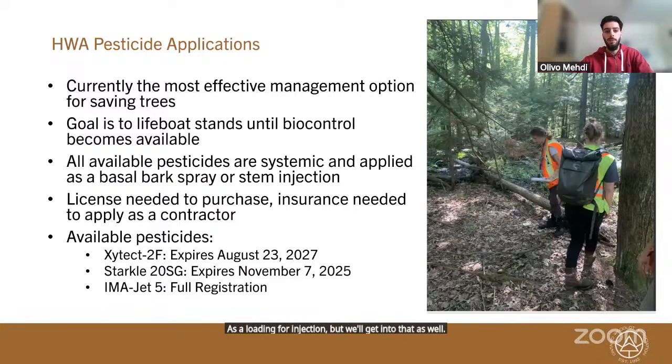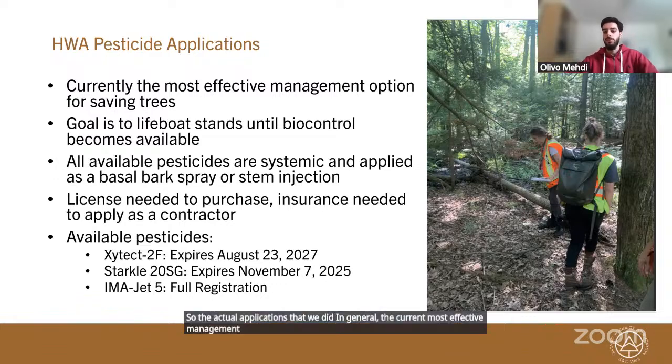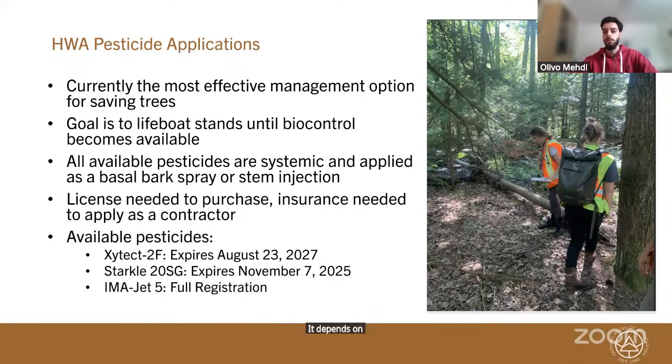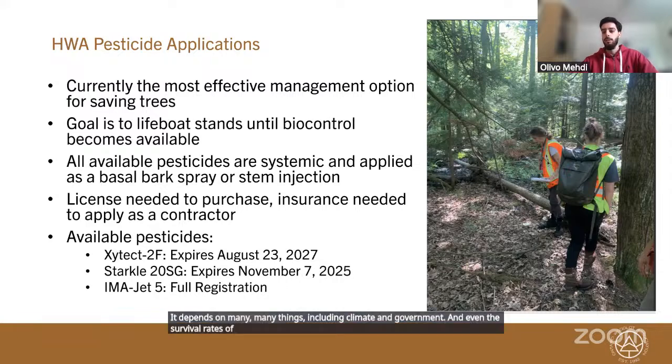So the actual applications that we did: in general, the current most effective management option for saving trees is pesticides. Like I said, the goal is to lifeboat stands until the biocontrol becomes available, and there's no real timeline for that. It depends on many, many things, including climate and government, and even the survival rates of insects, right? But it's lifeboating, as in just stopping every single tree from dying, trying to keep genetic diversity and stand function.